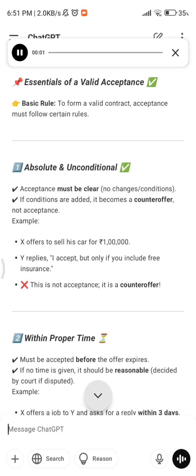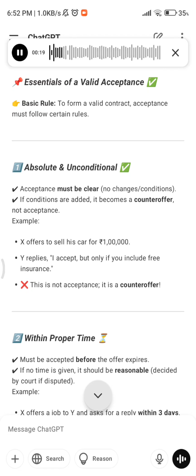Essentials of a valid acceptance. Basic rule. To form a valid contract, acceptance must follow certain rules. 1. Absolute and unconditional. Acceptance must be clear, with no changes or conditions. If conditions are added, it becomes a counteroffer, not acceptance.